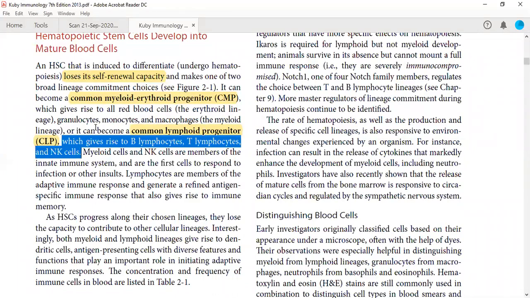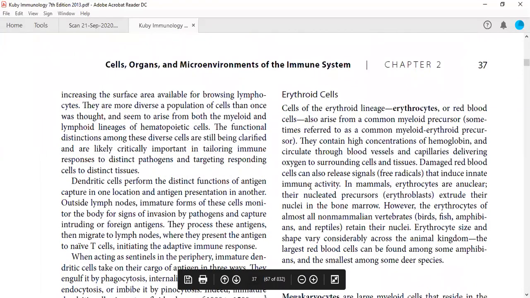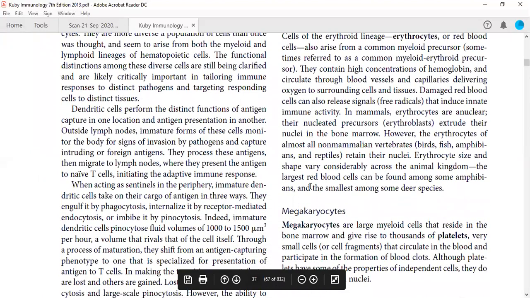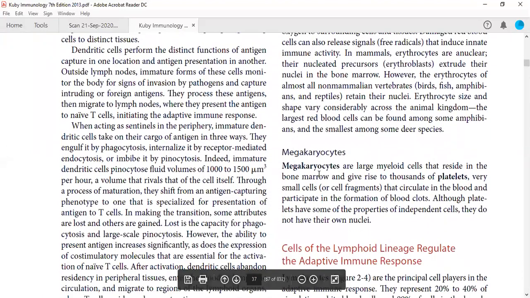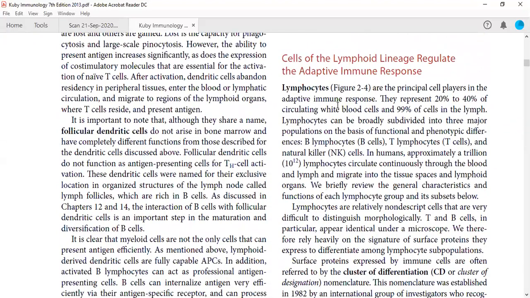This we already covered. First we will go to 37 now. So now we directly come to the lymphocytes.